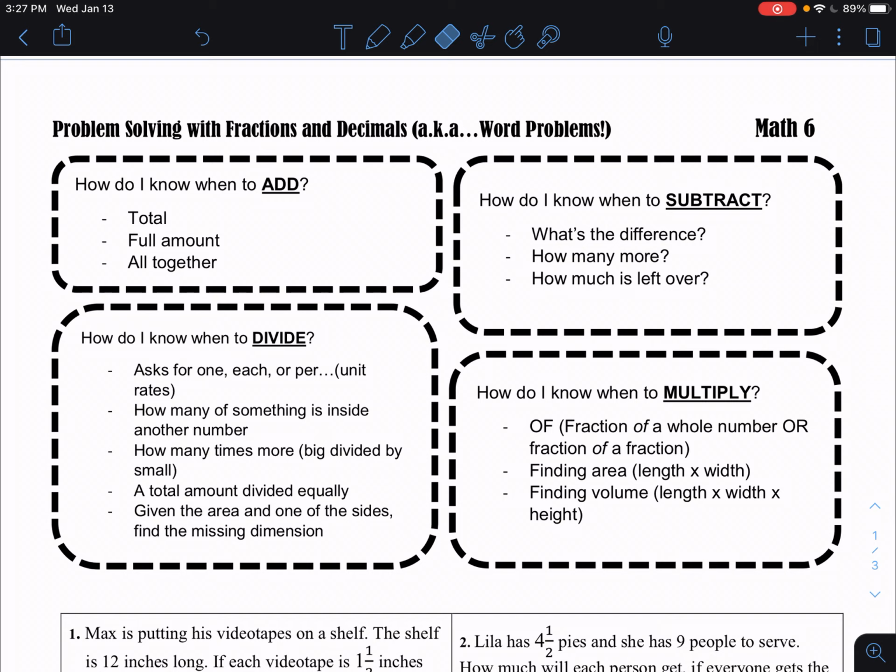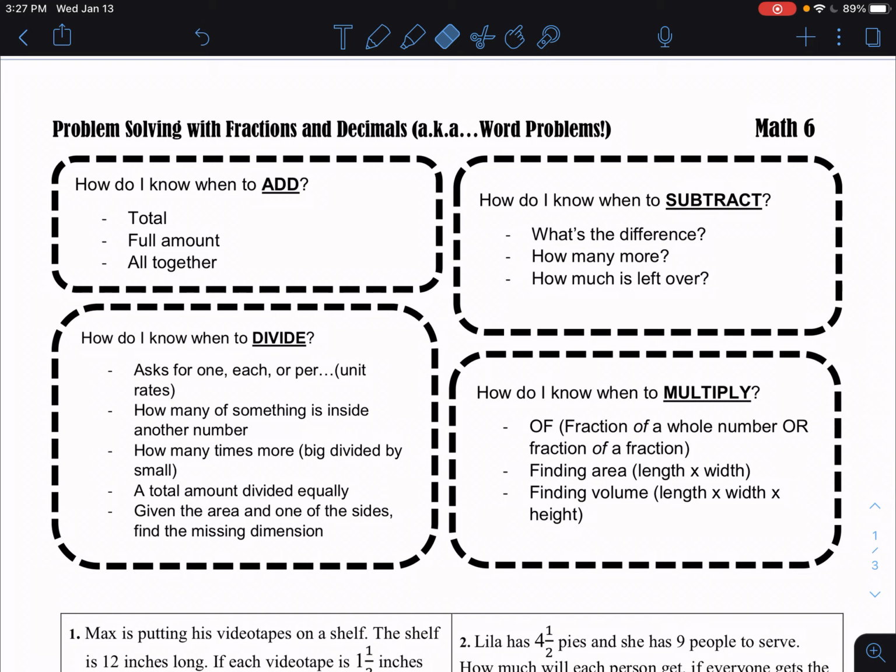There are many, many words and phrases and things like that that mean to find the total. When you're looking for the full amount, when you're looking for something altogether, when you're trying to combine things. So there's many different ways to say find the total. For subtraction, you're going to be finding the difference. What's the difference between these two things?